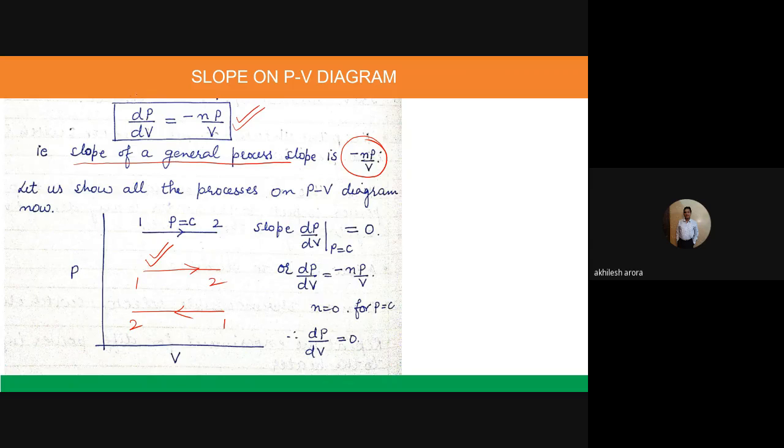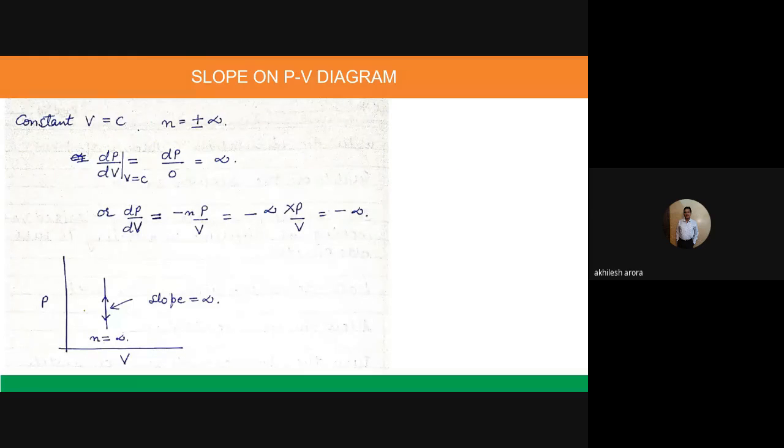Now you just see it here. If you use this particular equation, dP by dV, what is the value of dP for a constant pressure process? You know, there is no change in the pressure. So the value of dP is 0. So 0 by dV is equal to minus nP by V. So what do you get the value of n as? n will come out to be 0. So from the slope, I can get the value of n. It comes out to be 0. I have already told you, for n equal to 0, you will get constant pressure. Now let us see the other process.